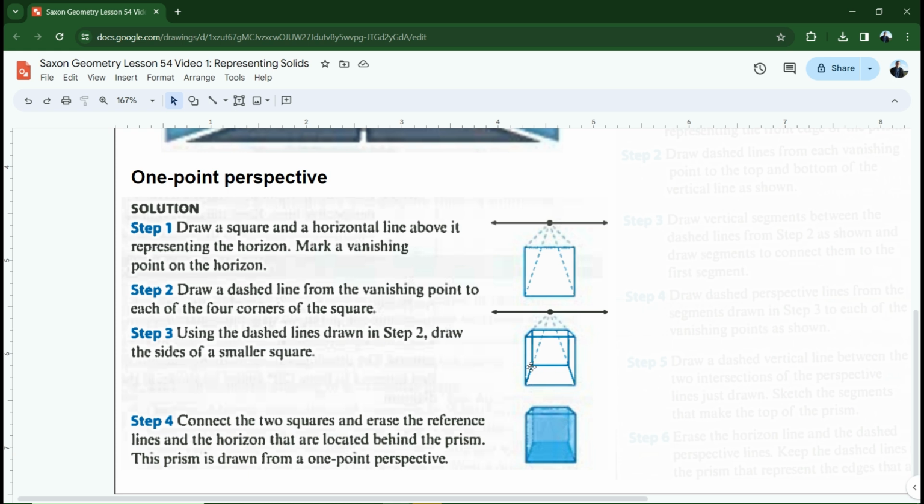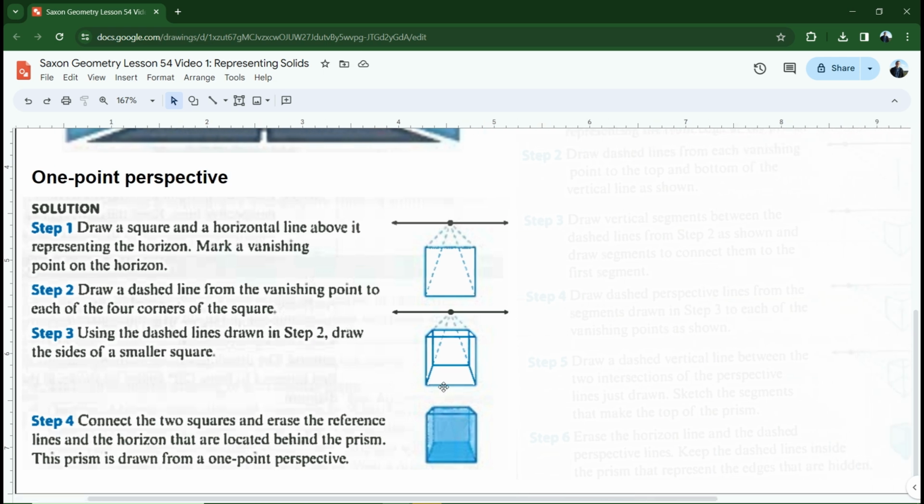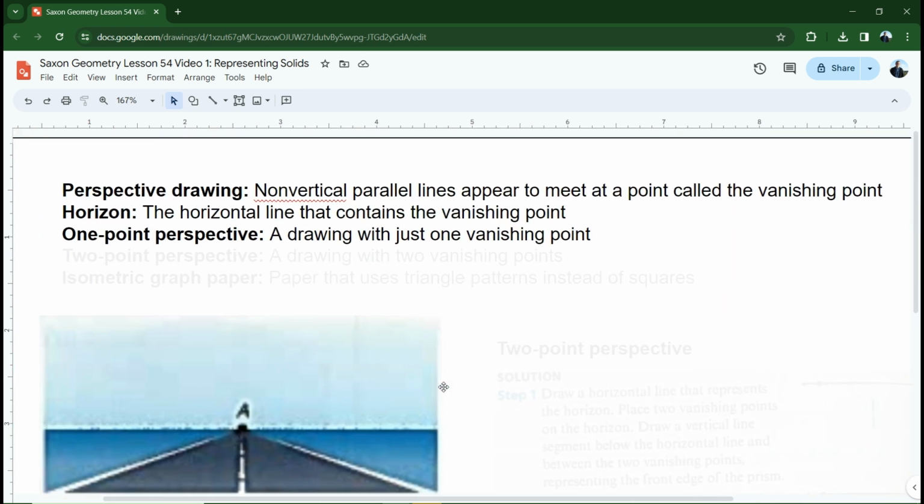All right, so we drew this smaller square and we connected everything. If you erase the reference lines once you're finished, you're not going to worry about erasing your reference lines in here. But if you were actually doing a drawing, once you erase your reference lines, you have an actual perspective drawn prism that will look like you're expecting to see it. That's one point perspective, and that's one way we see the world.